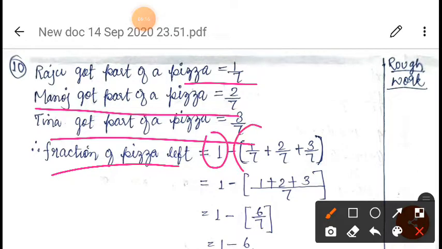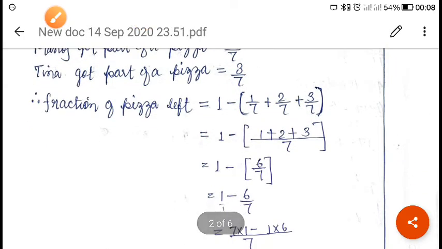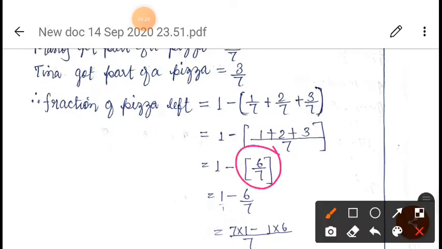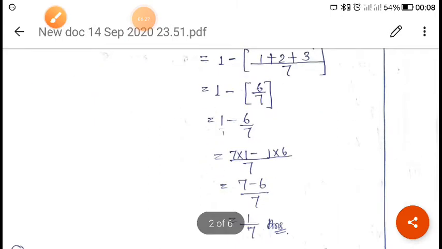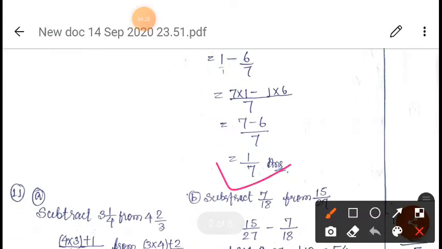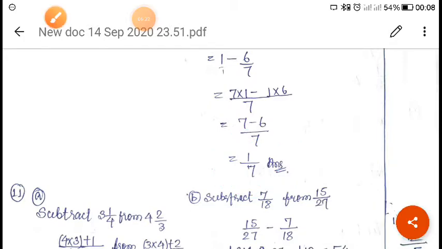1 minus 1 by 7. But first of all, we will add these 3 and then subtract from this 1. So when you add these 3, we will get 6 by 7 right here. And when you subtract this, you will get here 1 by 7. Means 1 by 7th of the pizza is left, right? Now next is 11th number.